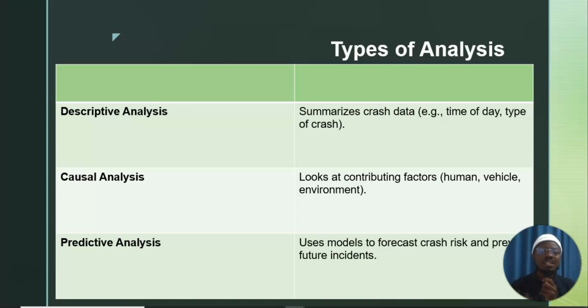And it involves identifying the factors that influence a particular outcome, and also determining how those factors contribute to the outcome. So from what we have here in the slide, it looks at contributing factors. What can be the contributing factors? The contributing factors can be the humans, the vehicles, or the environment.